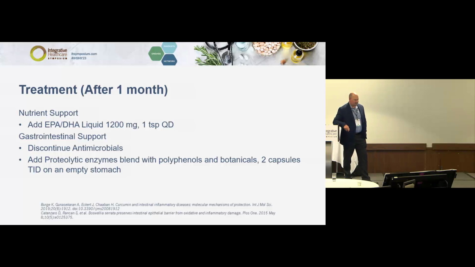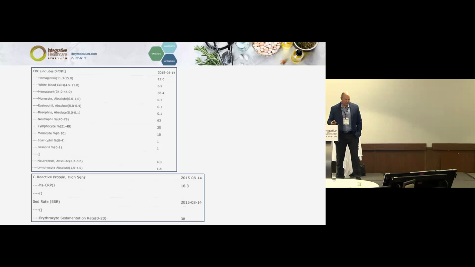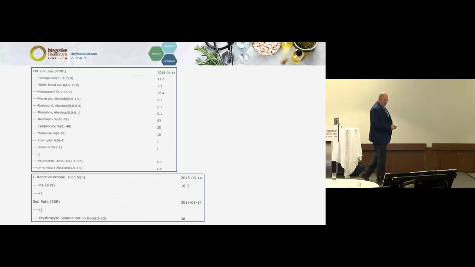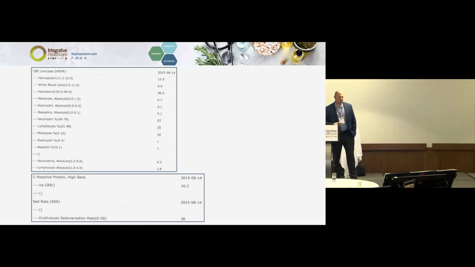So this is 2 months after we started. You can see her high sensitivity CRP dropped from 92 to 16. And so it's still high, obviously. We want that typically lower than 1. But they were satisfied enough with the change in 2 months to continue with what we're doing.